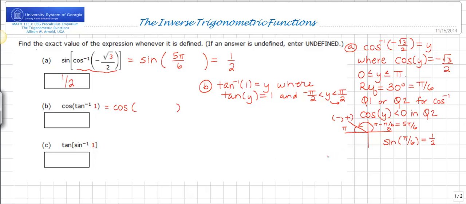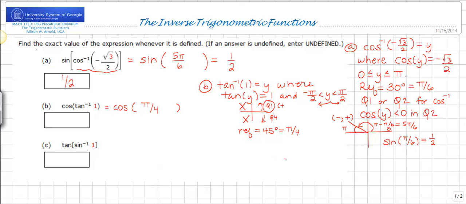So one going this way and one going this way. Okay, well, if tangent is positive 1, then out of the quadrant 1, quadrant 4 choices for inverse tan, we've got to choose the quadrant 1 version, and the reference angle is 45 degrees, or pi over 4, for tangent to have a value of 1. So we're looking for the value of cosine of pi over 4.